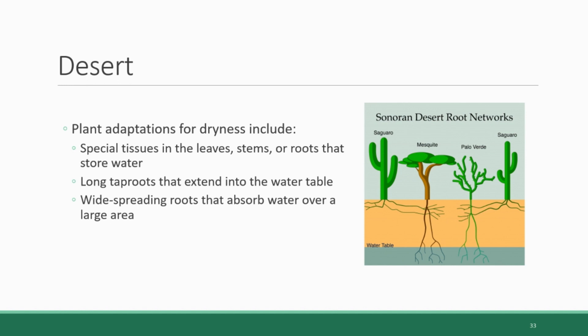You can see both of those different types represented in this cartoon here. And then finally, many trees and shrubs have small or spiny leaves that minimize water loss through transpiration. So that's the plants of the desert.